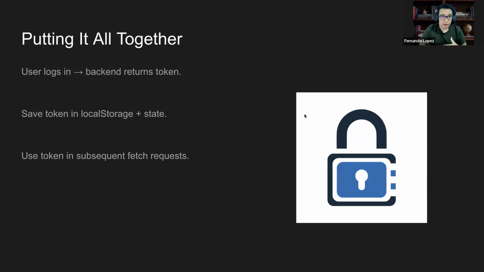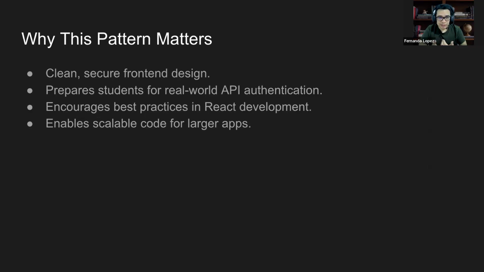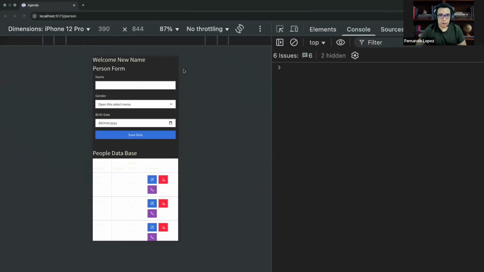Now, we're putting all this knowledge that we have reinforced together, and we're going to create a secure front end. So we're going to start saving our tokens in local storage, okay? Why is this pattern going to matter? Because this is the way to have a clean and secure front end design. We're going to prepare you, students, for real world API authentication. This is going to encourage you to practice in React development, and we're going to enable scalable code using this pattern, okay? So let's go and start coding.